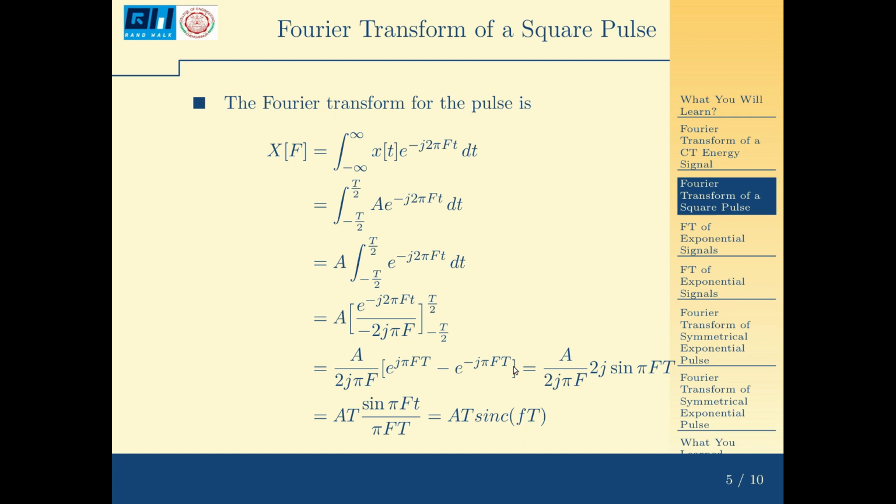So what is e raised to j theta minus e raised to minus j theta? It is 2j sine theta. So you get A by j 2 pi F into 2j sine pi F T. So this 2j is cancelled, and this becomes A by pi F sine pi F T. If I multiply and divide by T, this becomes A T sine pi F T by pi F T. So this is a special function that is of the form sine pi theta by pi theta.